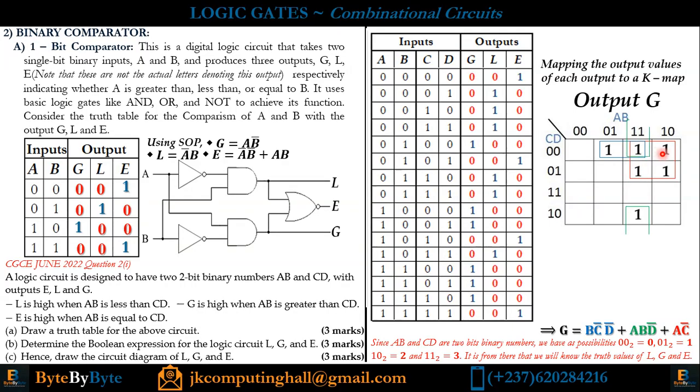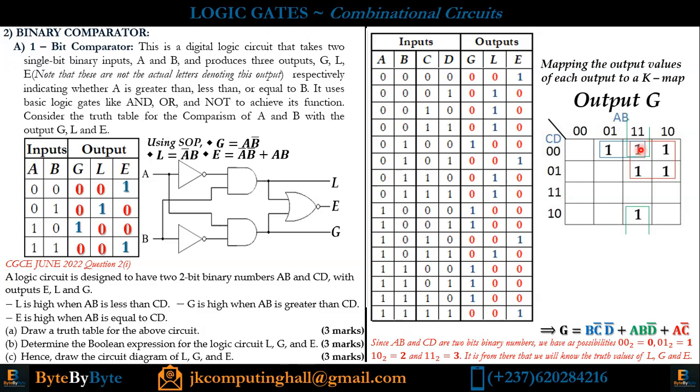When you compare these two, at this level, what is A? 1. At this level, what is A? 1. We retain A because it's not changing. At this level, what is B? 1. At this level, what is B? 0. B is changing. We eliminate it. When you compare now vertically, at this level, what is C? 0. What is C? 0. It is not changing. We maintain. What is D? 0. What is D? 1. It is changing. Eliminate. So we are maintaining only A and C.